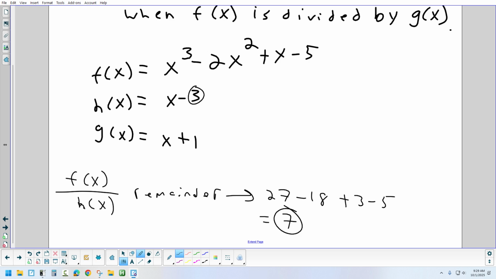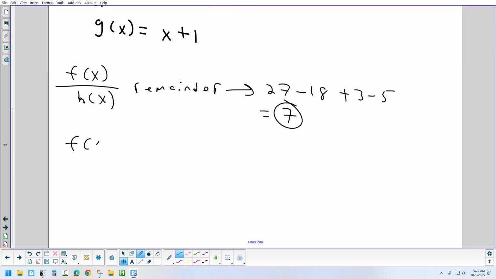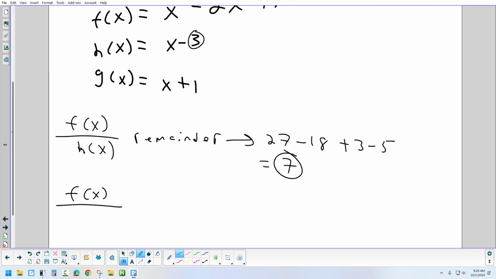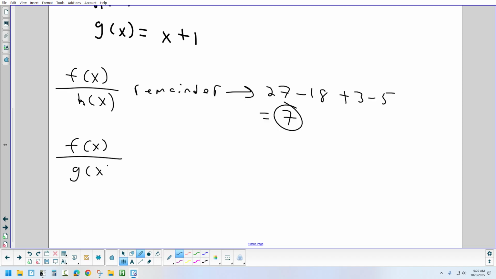of 7. So is h of x a factor of f of x? You think, Layla? No. H of x is not a factor. So if you were trying to factor it, x minus 3 is not what you should use. All right. Let's do f of x divided by g of x.